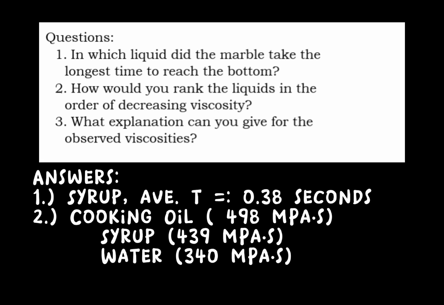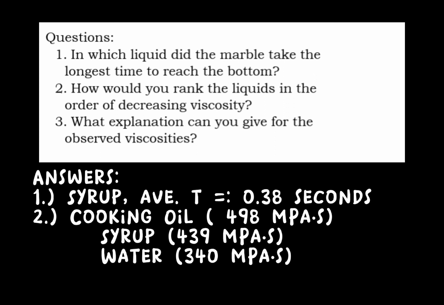Let us proceed with question 2. How would you rank the liquids in the order of decreasing viscosity? So first, we will have the cooking oil since it has 496 millipascal seconds as its viscosity. Then next would be the syrup since it has 439 millipascal seconds. And lastly, we will have the water, which has 340 millipascal seconds as its viscosity.